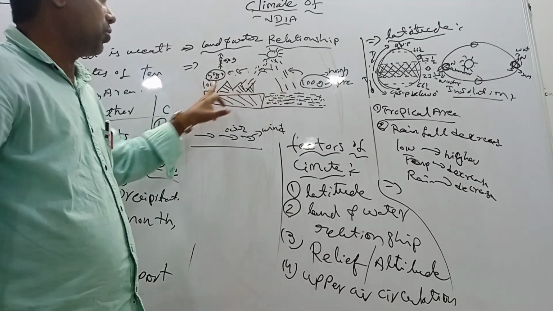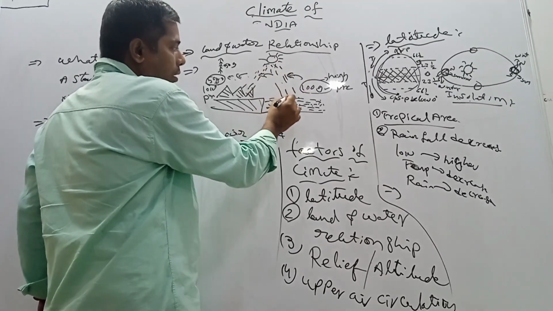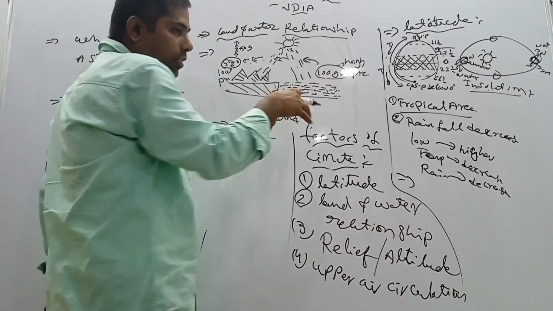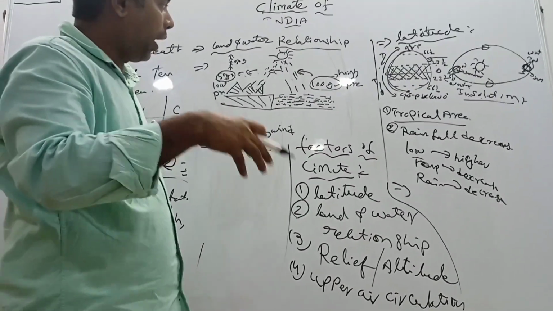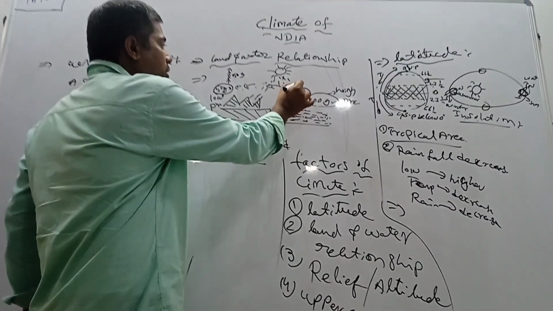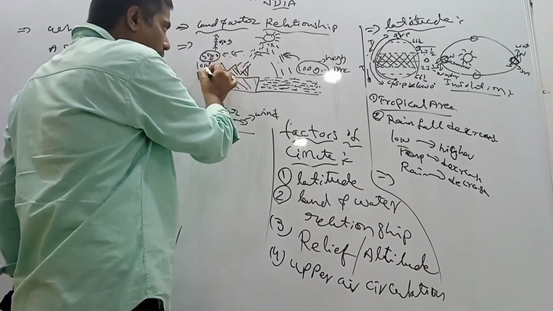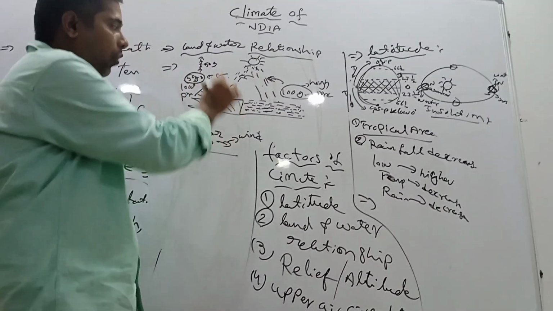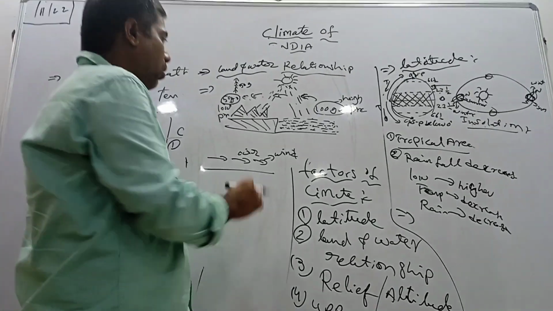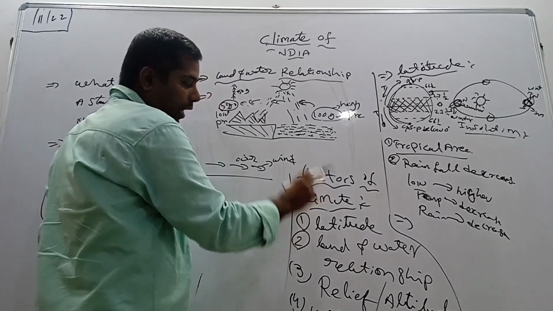Where these winds blow, these are cool winds, because the winds contain more humidity, moisture, vapor. So these winds are called cool winds. When these cool winds blow, the surrounding area is cool. So the land and water relationship is one of the causes that decide the climate.